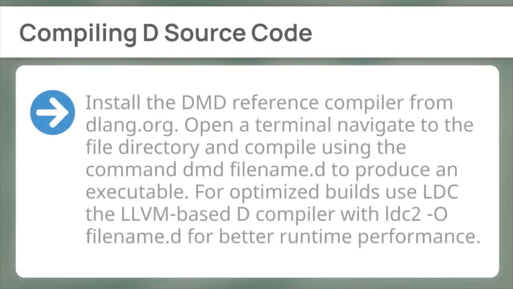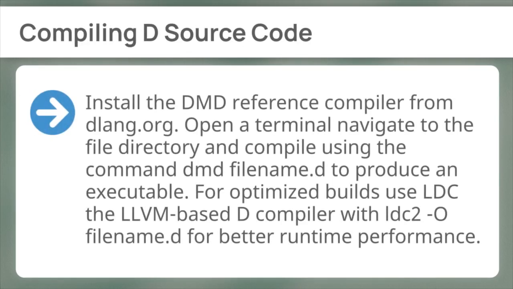Next, compiling D source code. Install the DMD reference compiler from dlang.org. Open a terminal, navigate to the file directory, and compile using the command dmd filename.d to produce an executable. For optimized builds, use LDC, the LLVM-based D compiler, with ldc2 -O filename.d for better runtime performance.